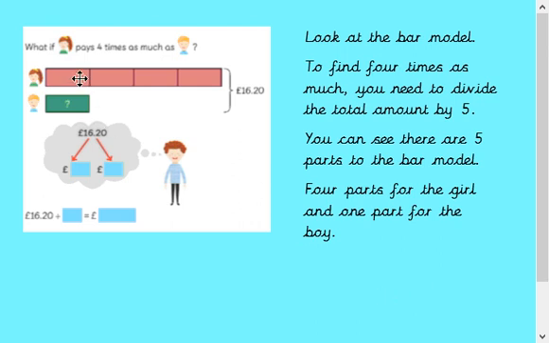But please remember, when you're looking for 4 times as big, you don't fall into the trap of dividing the total number by 4. You need to divide it by 5. You need to set it out as a bar model, because it will show you how many pieces you need to divide it up into.